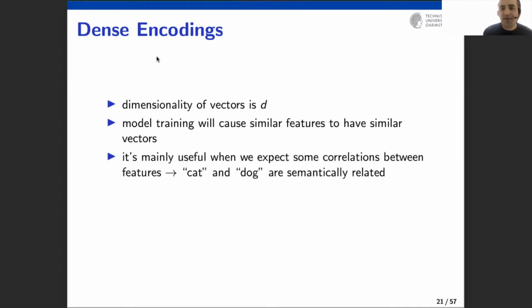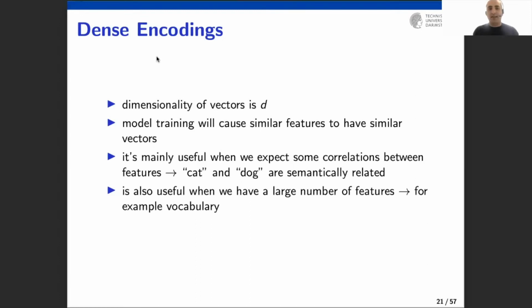So it's mainly useful when we expect some correlations between features. For example, we expect that cat and dog are semantically related, right? Because both of them are animals. But if you use one hot vector, you don't see any relationship between these two. But if we use some dense representation and use these vectors as parameters in our neural model and we update them, then these vectors at the end of the training capture some relations between these two words such that they can solve the task efficiently.